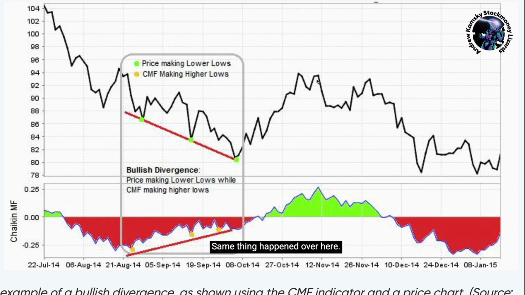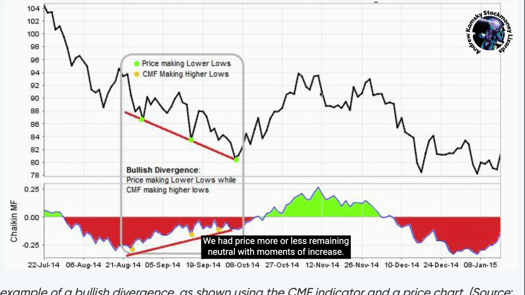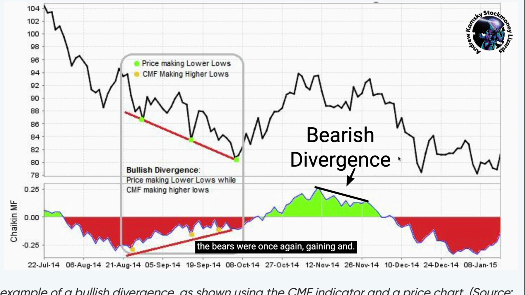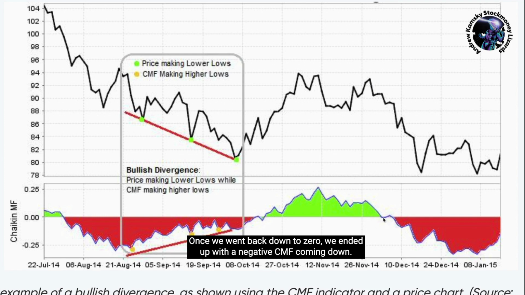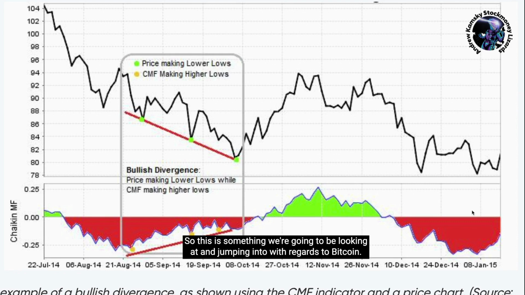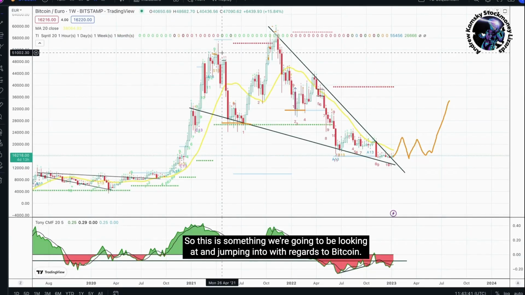Same thing happened over here. We had price more or less remaining neutral with moments of increase. We had bearish divergence, signaling that the bulls were losing momentum and the bears were once again gaining. And once we went back down to 0, we ended up with a negative CMF coming down. And what happened was price followed. So this is something we're going to be looking at and jumping into with regards to Bitcoin.